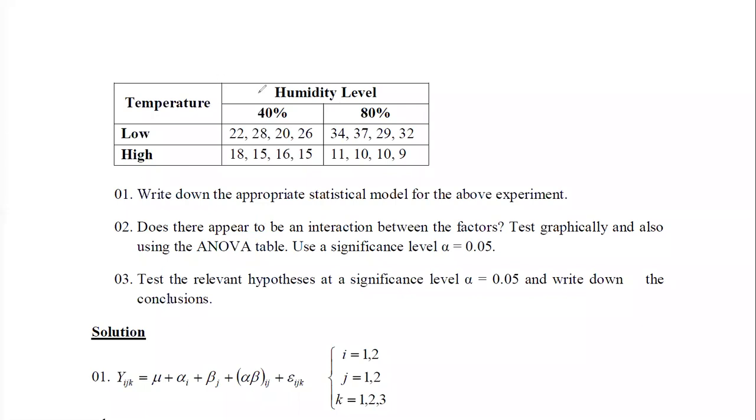Actually, we can use the two-factor design. It is because we are not asked to consider any control variables here, so there is no need to identify extraneous variables. Here we can say temperature and humidity level are two factors. Therefore, we can easily use the two-factor factorial design as the appropriate statistical model for this experiment.